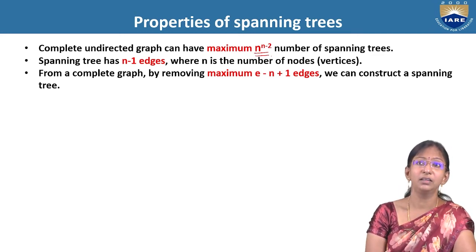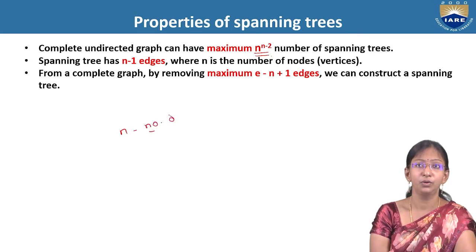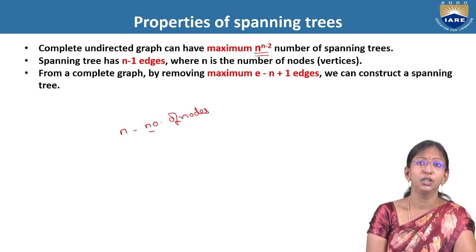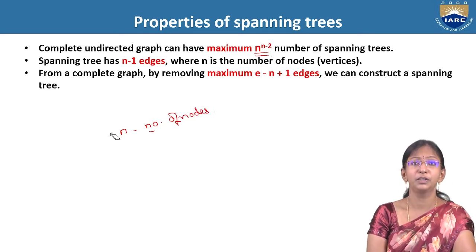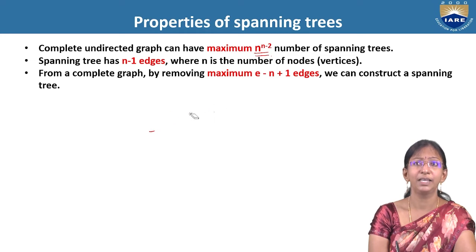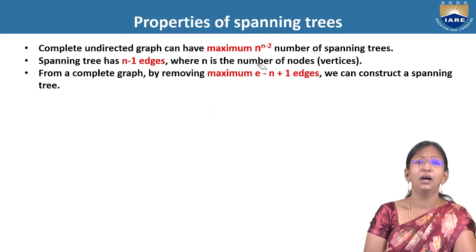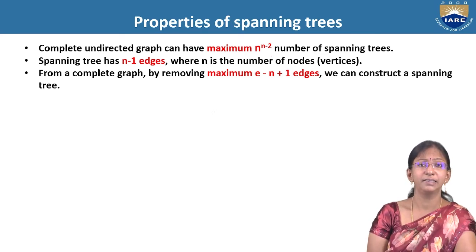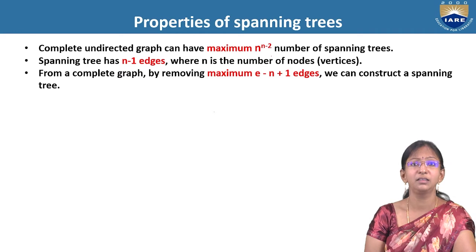Here n is the number of nodes or number of vertices. The maximum number of spanning trees you can form out of a given graph is n to the power of n minus 2, where n is the number of nodes in your graph. Then how many edges will you have? As I said, n minus 1, where n is the number of nodes. If n is the number of nodes, n minus 1 will be the number of edges.